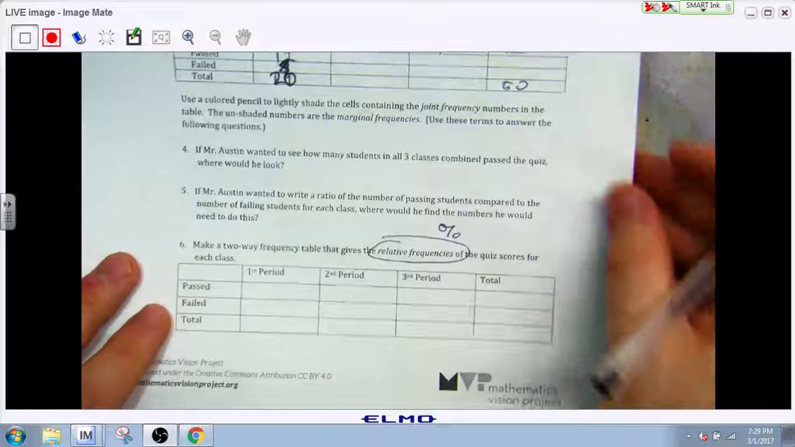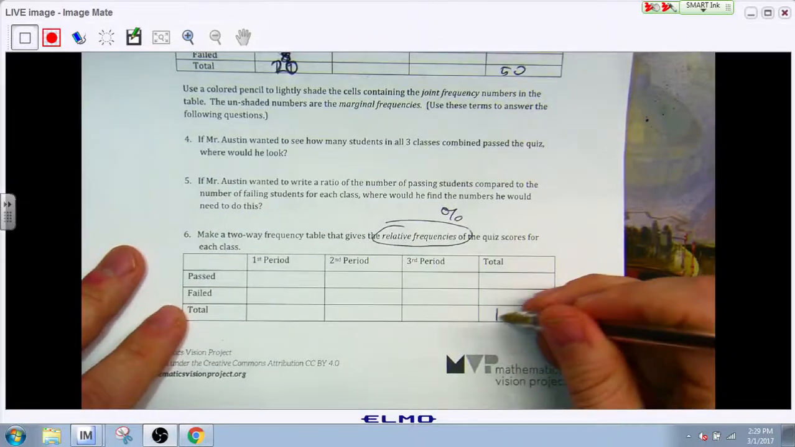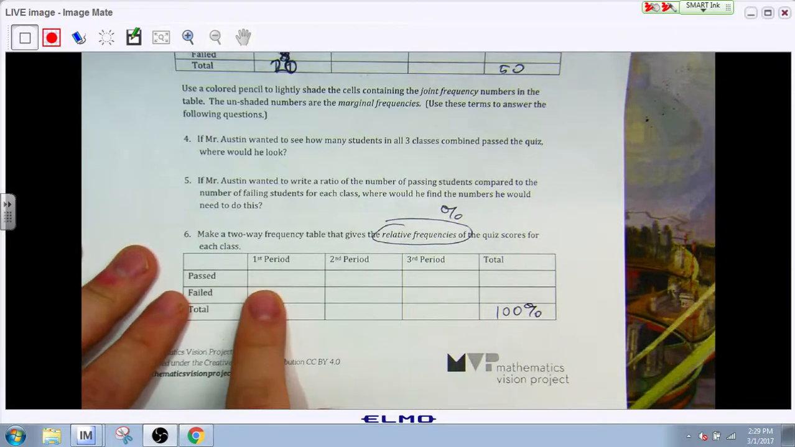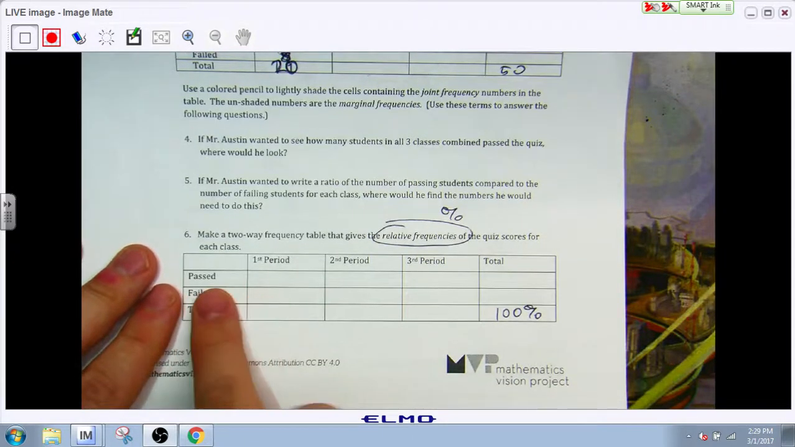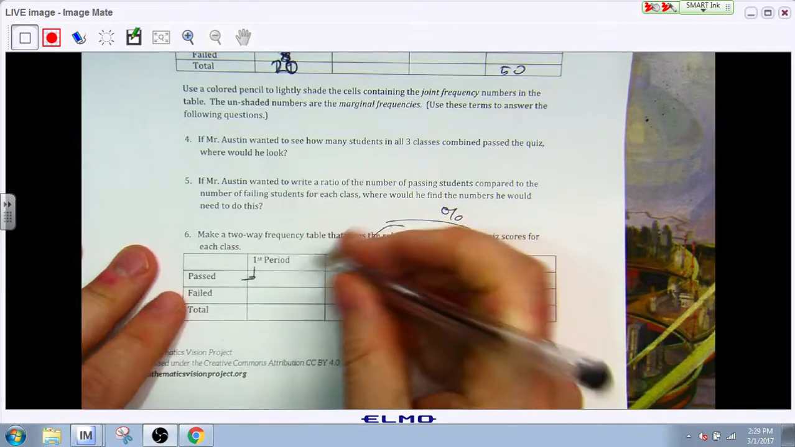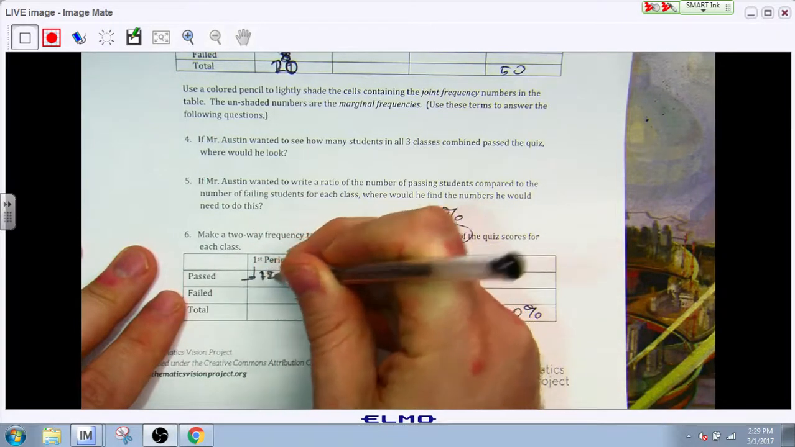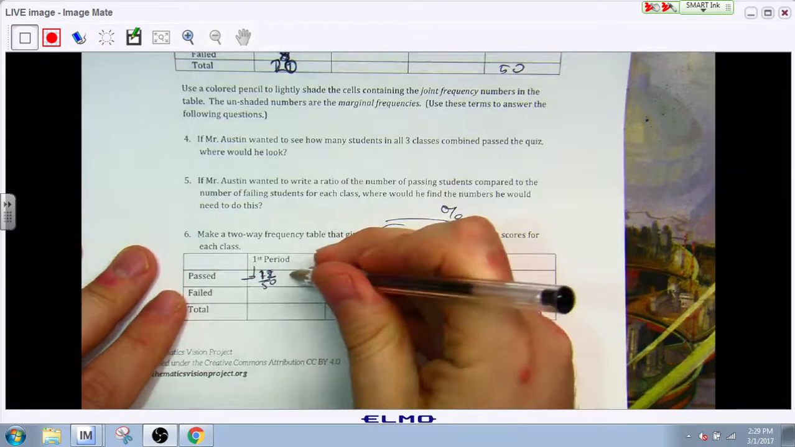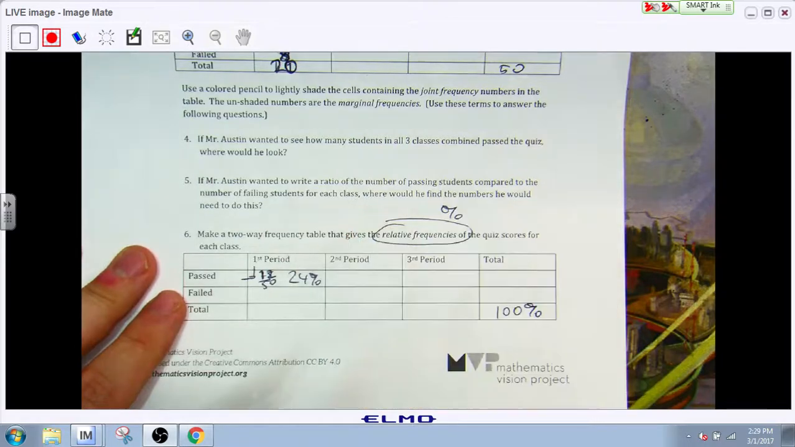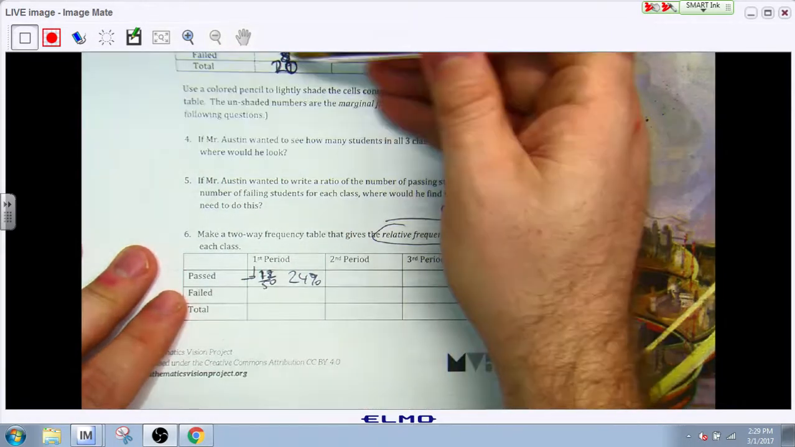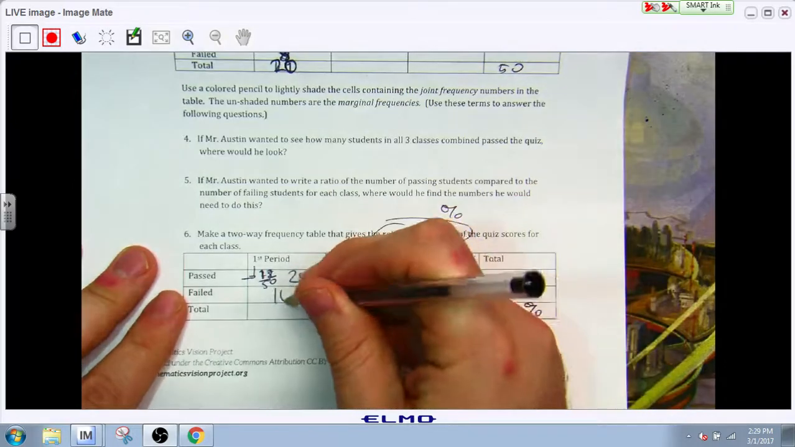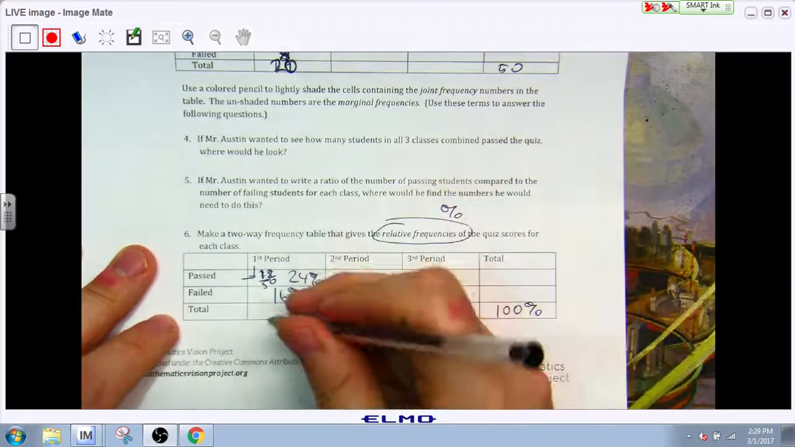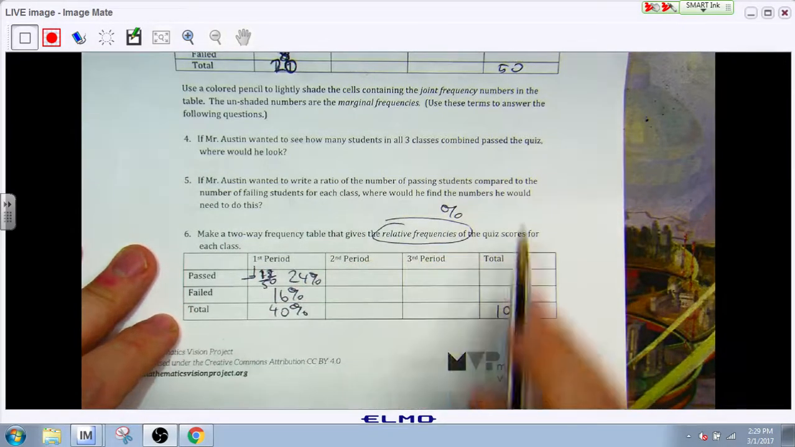There's 50 total students. So this is going to end up being 100% because this is going to be 50 out of 50. Now to calculate what first period is, the first period passed, we're going to do 12 divided by 50 to figure out what the percentage is. And 12 divided by 50 is going to be 24%. So what we're going to write here is 24%. Likewise, the number that failed originally was 8, so that's going to be 16%. And the total number of students in first period is 20. So that's going to be 40% of 50.